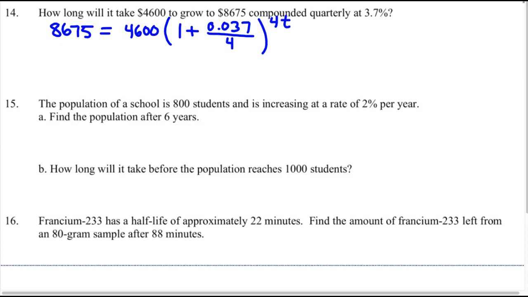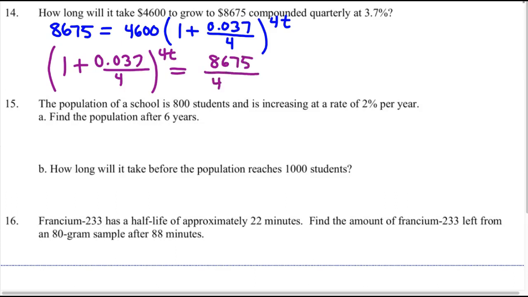Okay, so we have kind of some ugly numbers in here, and I've been encouraging you to not round them off so that you have an inaccurate answer. So this is going to be kind of a messy expression, but I think you can handle it. So we want to divide both sides by 4,600. So we do that, and we're going to get 1 plus 0.037 over 4 to the 4t power equals the ratio after I divide by 4,600 of 8675 over 4,600.